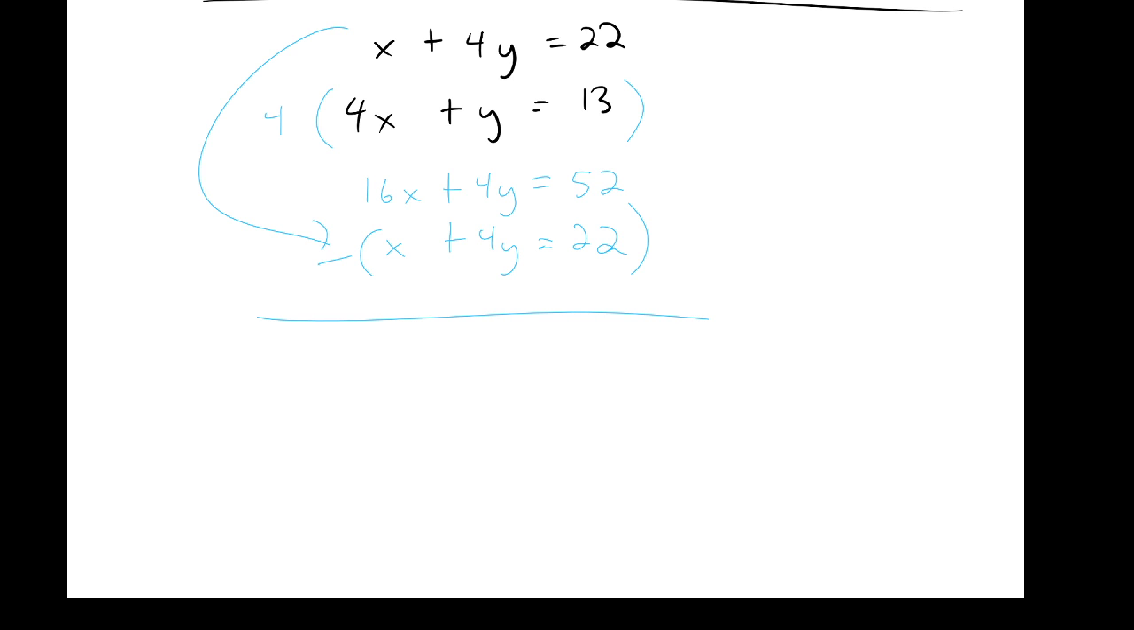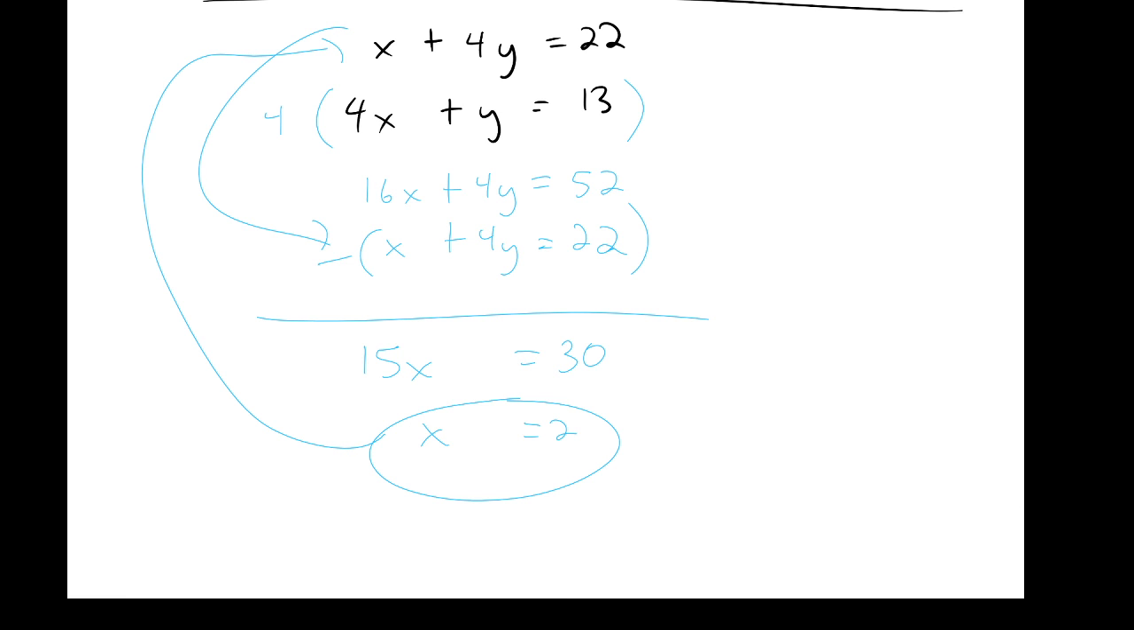16x minus x is 15x. 4y minus 4y is going to be 0. And 52 minus 22 is 30. Nice and clean. X is going to be equal to 2. Take it and let's plug it into that first one.